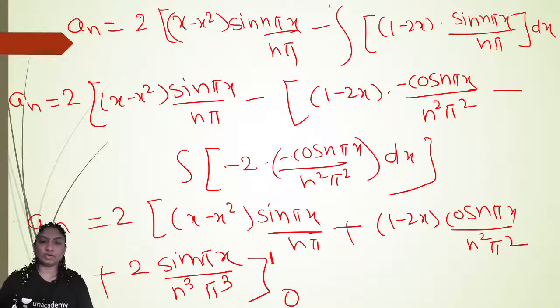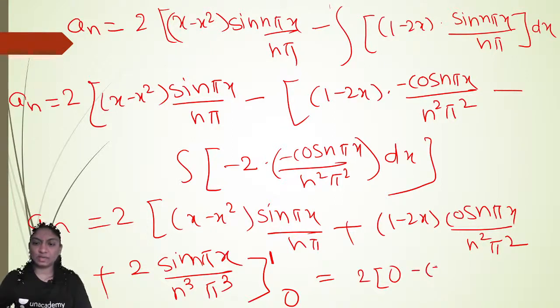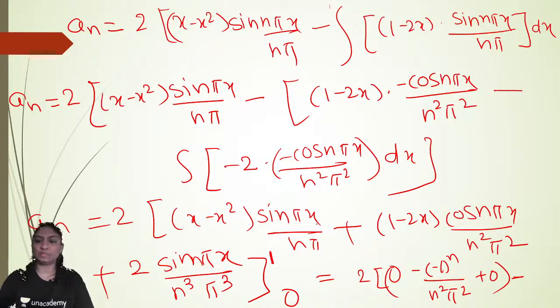So if you put x is equal to 1, this will become 2 into bracket, this will become 0 plus, x is equal to 1, so 1 minus 2, it means minus 1, and cos n pi is minus 1 raised to n, so minus of minus 1 raised to n upon n square pi square, and plus sine n pi, sine n pi is 0, so this will become 0, minus, put x is equal to 0, so this will become 0, x is 0, so cos 0 is 1, so you will get only 1 upon n square pi square, right?